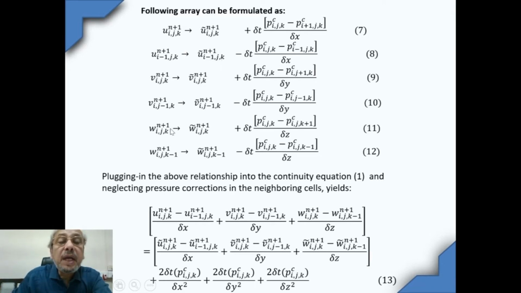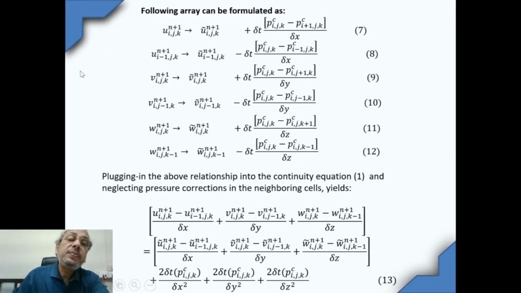So similarly, Wij at the level n plus 1 is the provisionally advanced Wij velocity plus the velocity correction, which is related to the pressure correction term. And Wij minus 1 at the n plus 1th level is the provisionally advanced velocity at Wij minus 1 plus the velocity correction, which is Pijkc minus Pijk minus 1c by delta z into delta t.